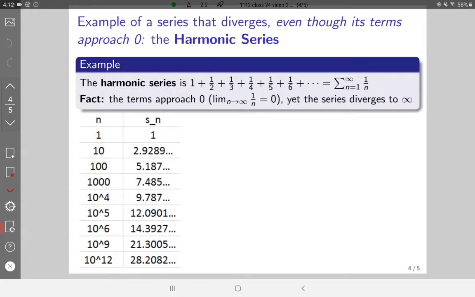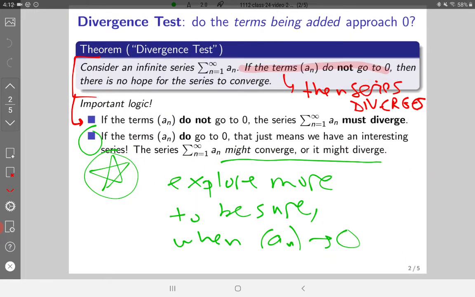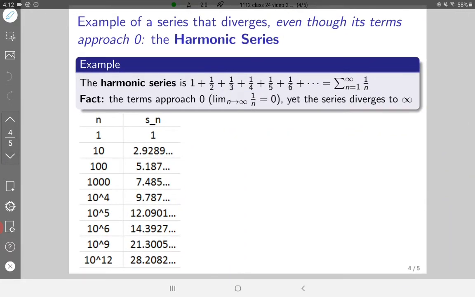Okay, next, let me give you that example I promised. Sorry, let me back up a second to remind you what I'm going to do. This divergence test theorem says if the terms being added in a series do not go to 0, then the series must diverge. It has no hope to converge. And so I said it's possible for the terms a_n being added to go to 0, and yet the series still diverges. That's what I'm going to show you right now. An example of a series where the terms approach 0, but the series diverges.